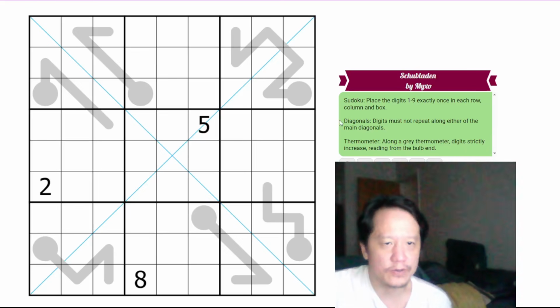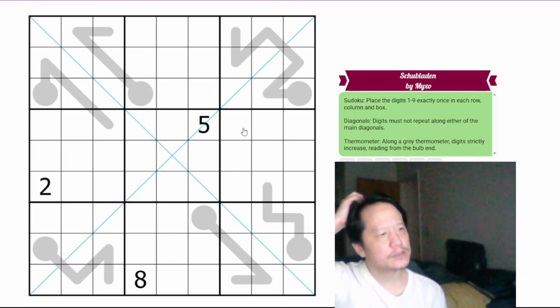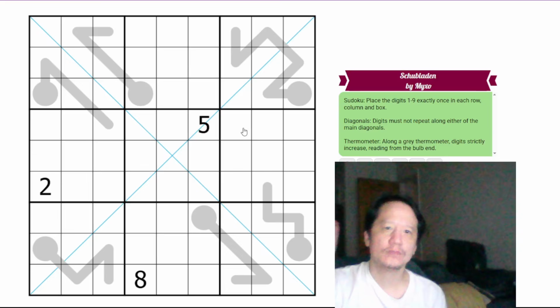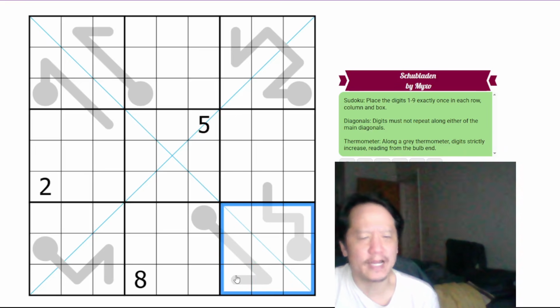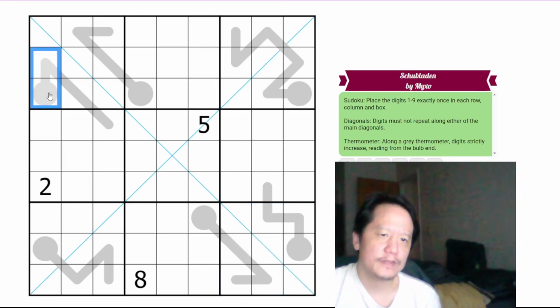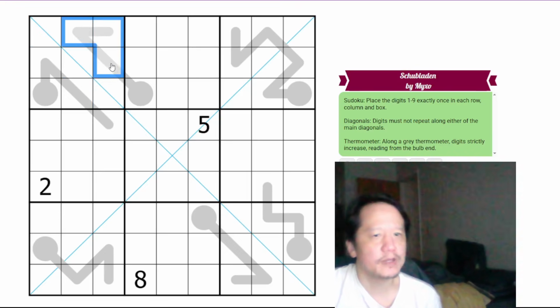Let's go. Okay. What do we have here? Where is 1 in boxes 1 and 9? And where is 9 in boxes 1 and 9? So 1 in box 1 can be on the diagonal, but cannot be any of these cells here.